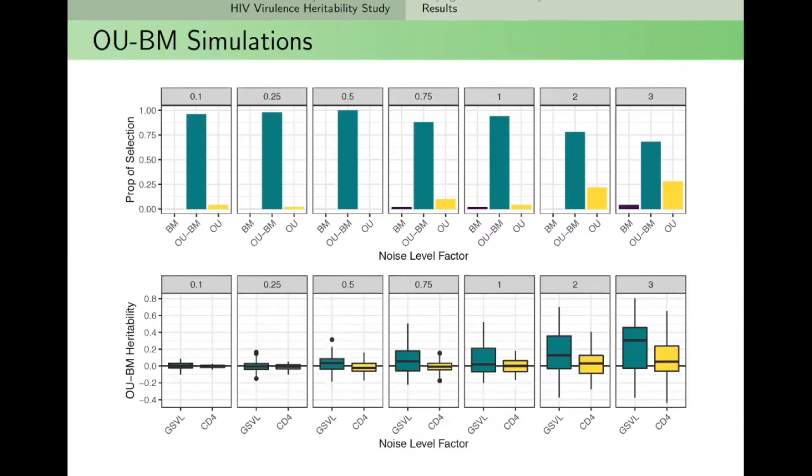So it means that you need to be really cautious when you estimate heritability for this kind of problem, because basically the power is very low.